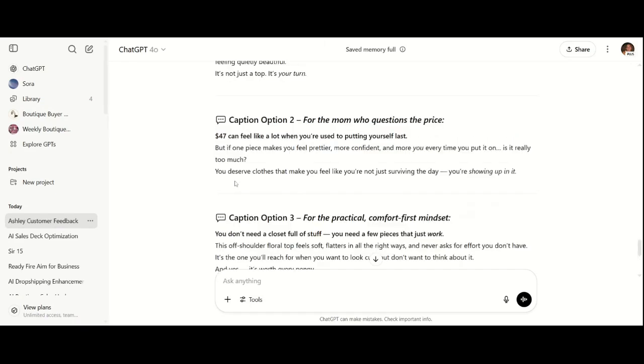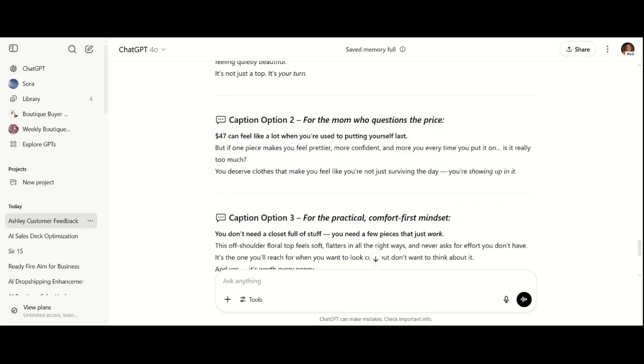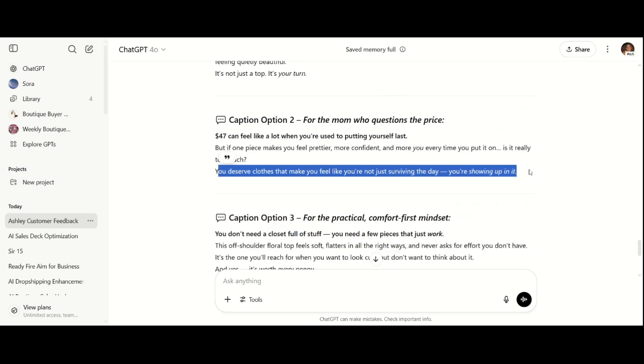So on the price: $47 can feel like a lot when you're used to putting yourself last. But if one piece makes you feel prettier, more confident, and more you every time you put it on, is it really too much? You deserve clothes that make you feel like you're not just surviving the day, you're showing up in it.